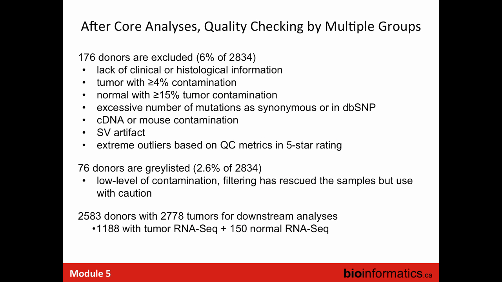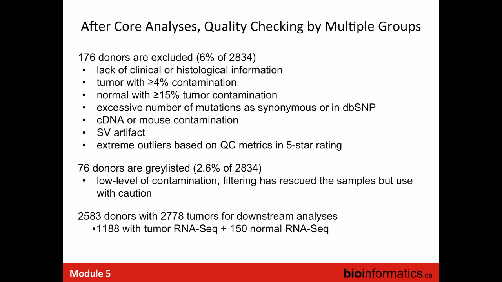Now, just to complete the story, core analysis is done, but it doesn't mean that the project is done for the data to be good. So in order to get good quality data, we actually put the call out to all the researchers, asking them to take a look: where are the problems, what are some problematic donors? You don't expect every donor and every sample to be perfect. So with about 3 months of looking at the data, they found that we had to exclude 6% of the donors.